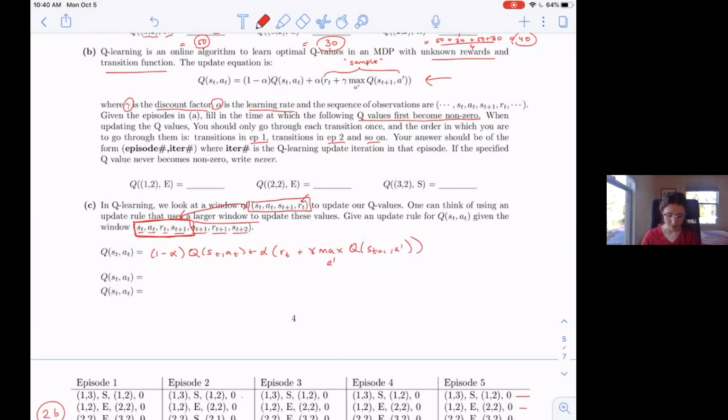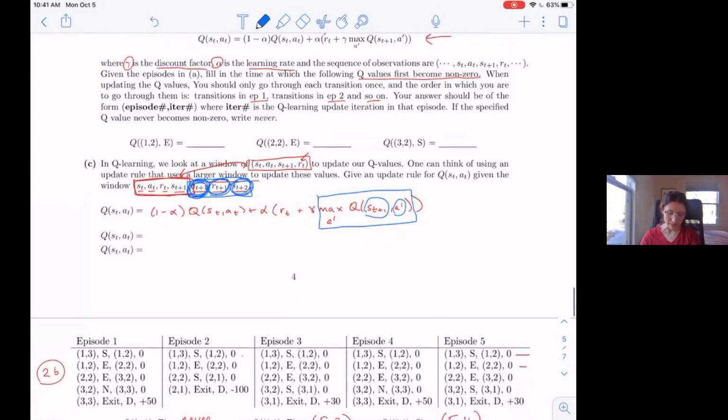But now how can we use this extra information, this extra action, extra reward, and extra next state? Look right here: this max over the Q value at the next state is something we have more information about, because we are told what the next action is, what the next reward will be, and what the state two steps from now will be. So we can do a nested Q learning update by expanding this out.